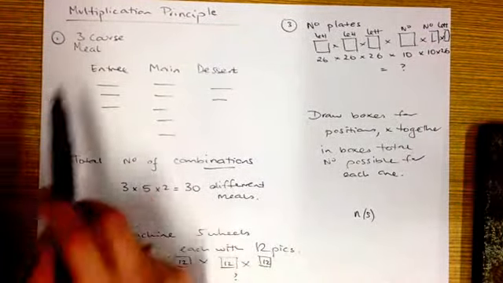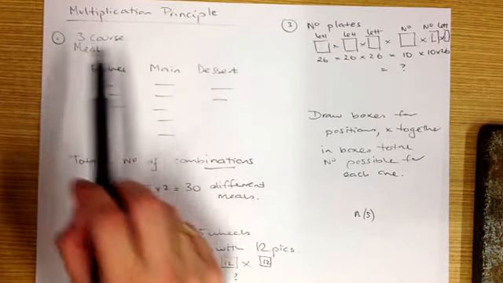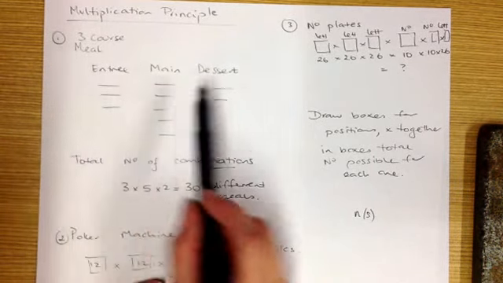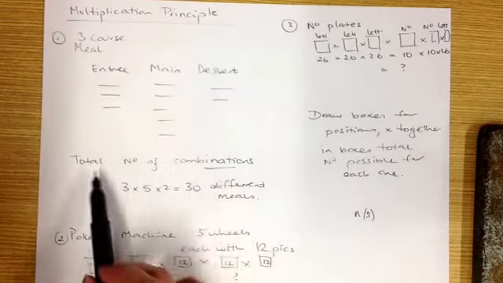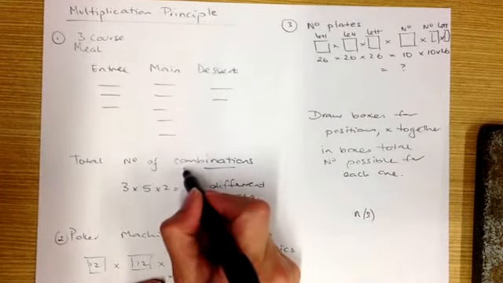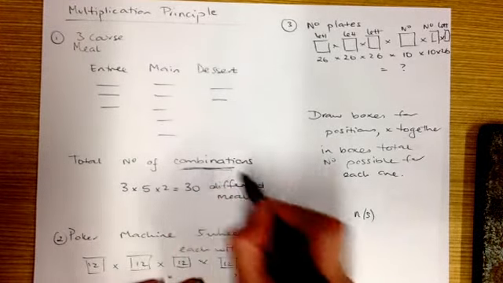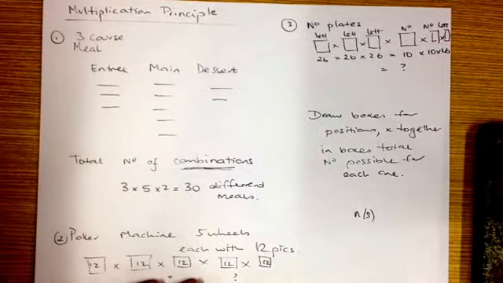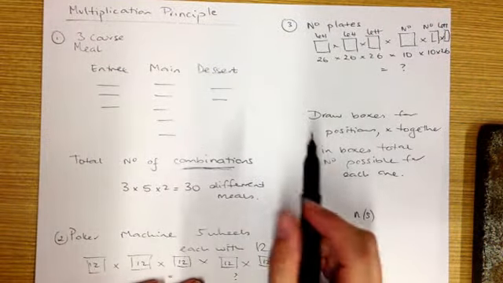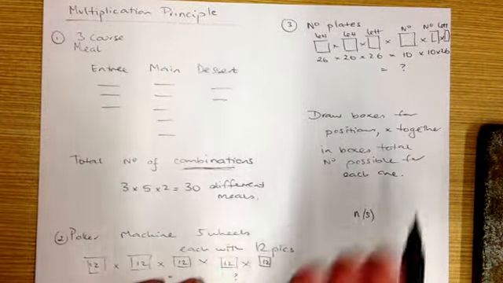So if I think about a 3-course meal, and I have 3 entrees that are possible, 1, 2, 3, 4, 5 mains and 2 desserts. The total number of combinations, and combinations is an important word here because we're looking at all of the things that are different. So it might not be combinations, it might be the total number of things that are possible.